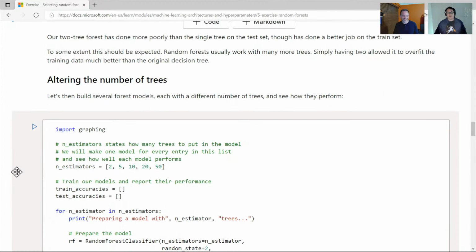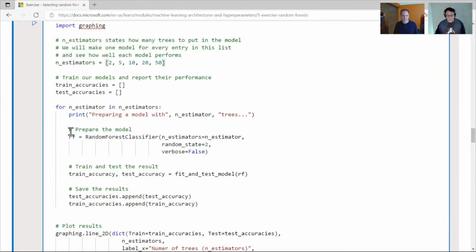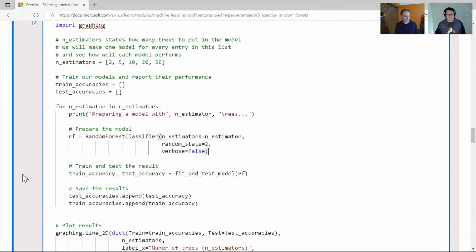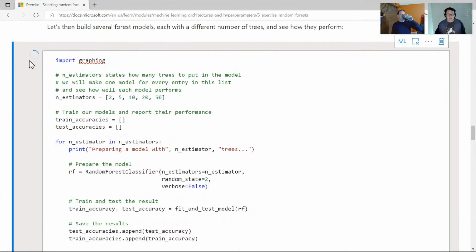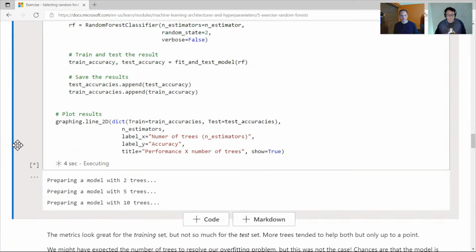Right. So we're going to apply the same technique that we did before, where we'll actually run through a range of values, 2, 5, 10, 20, and 50, and see how the number of trees is going to reflect in the test scores. So we'll essentially go through that process again, creating the random forest classifier with the number of estimators in that array, and we'll fit and train the model, and then we'll output that to some arrays and then graph the results. And we should get an idea of how many trees are really going to create a better result.